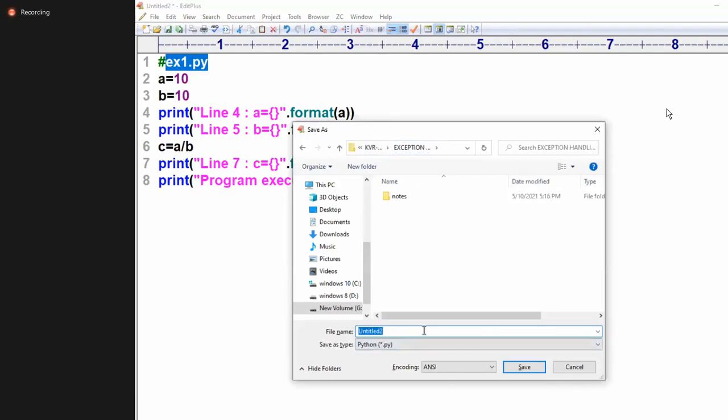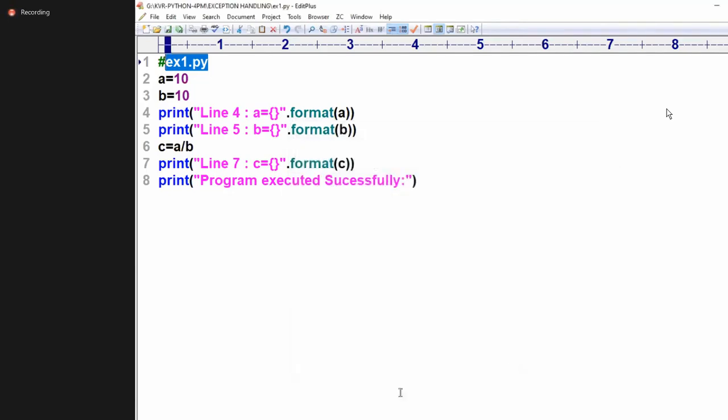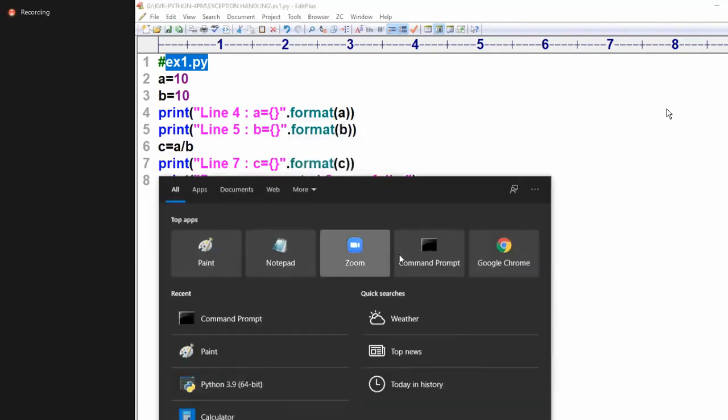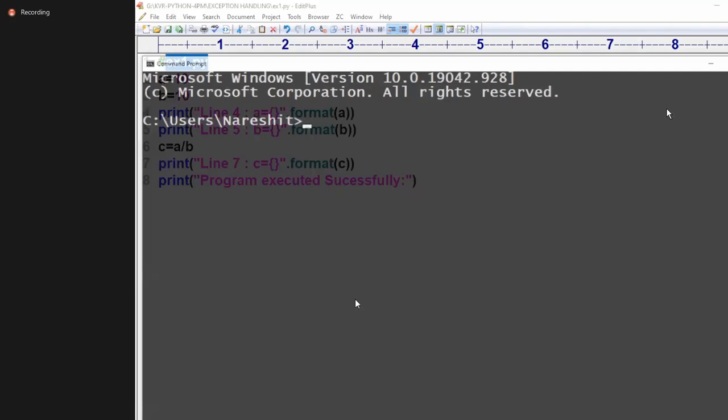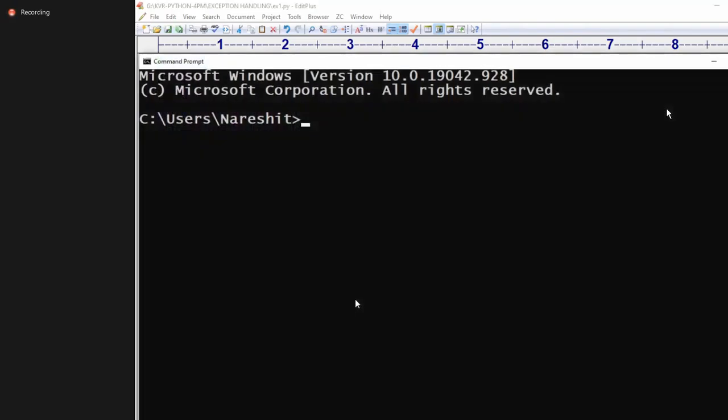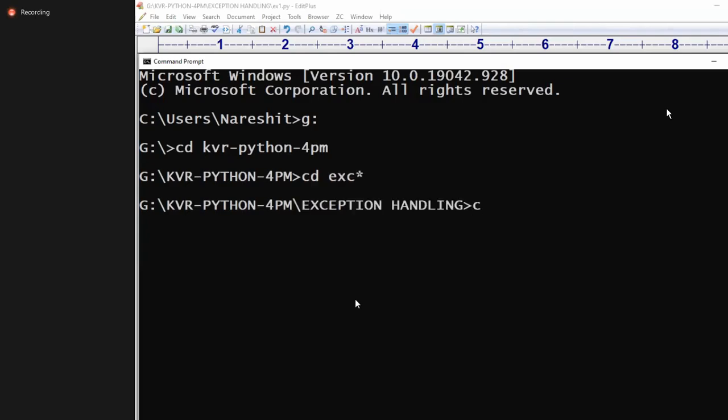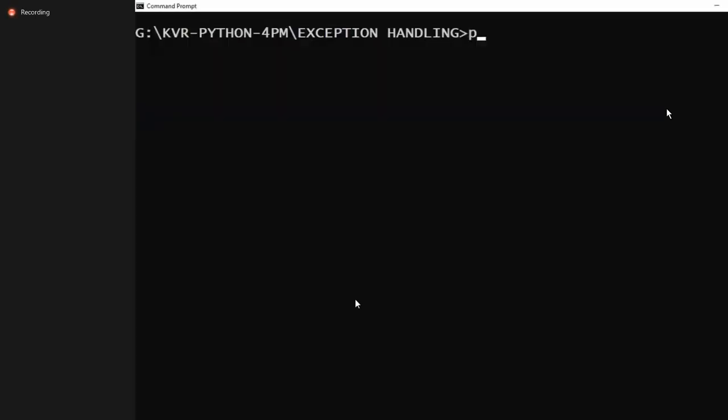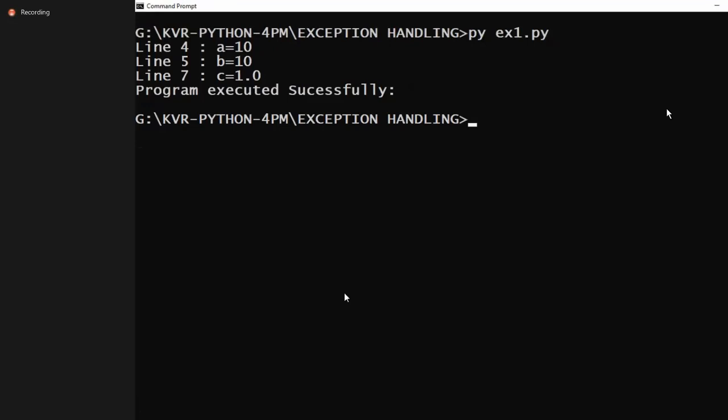Let me come to the command prompt where I saved it. G colon, KVR, Python, 4 p.m., cd exception handling. Now I am writing python ex1.py. See what answer is coming. The a value, 4th line, 5th line, 6th line, program executed successfully. 10 by 10 is 1. No exception came in this case.